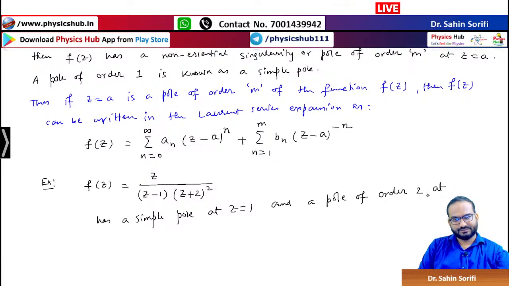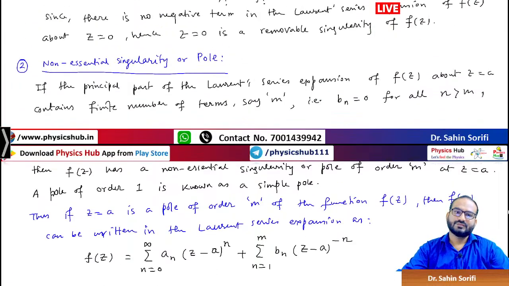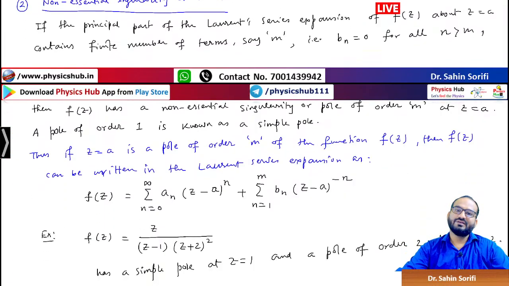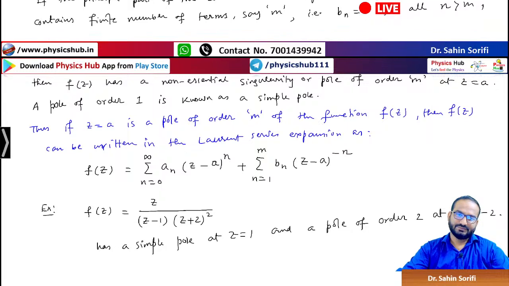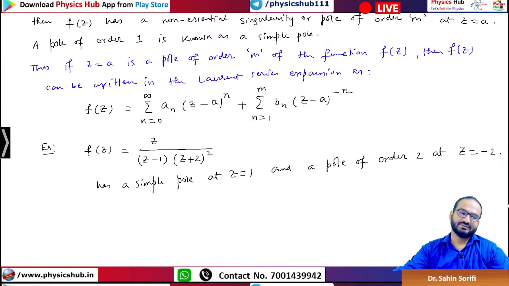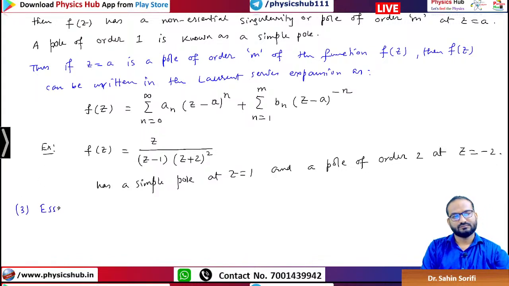At which point will the pole of order 2 exist? Minus 2. So this is your non-essential. So from this, can you tell me what is essential? For essential, what will we have? What should be the condition for essential singularity?